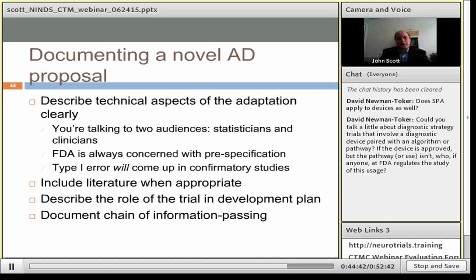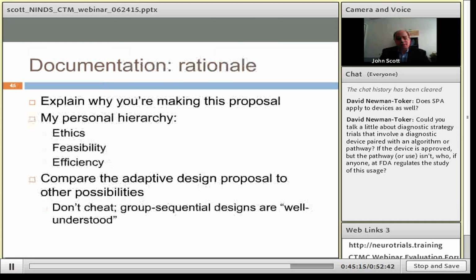Another issue worth mentioning is describing the role of the trial in the overall development plan. This comes out of experiences I've had where there's been a lot of back and forth about details in the statistical analysis plan between FDA and a sponsor, and then at some point the sponsor will mention, "we see this as a phase 2 exploratory study," and if FDA had known that to begin with, there might have been much less discussion of those details. Also, documenting the chain of information passing for unblinded analyses is very important.